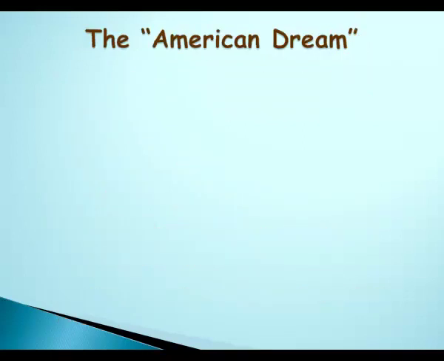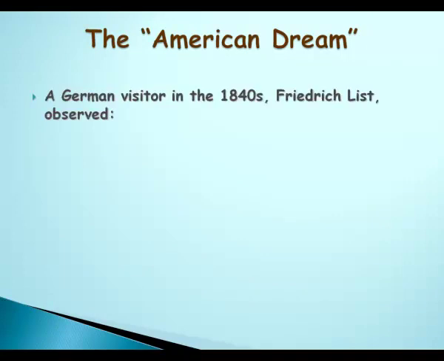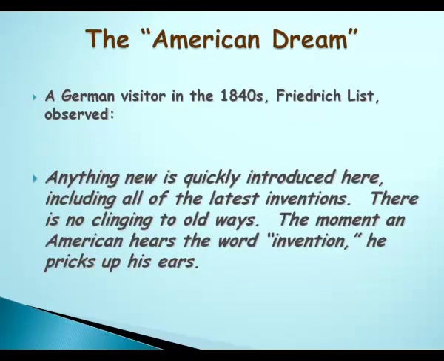The unequal distribution of the wealth. The Great American Dream. A German visitor in the 1840s by the name of Frederick List observed that anything new is quickly introduced here, including all the latest inventions. There's no clinging to the old ways. The moment an American hears the word invention, he picks up his ears. And that's even today. I mean, look at the people standing in line to buy the new phones.